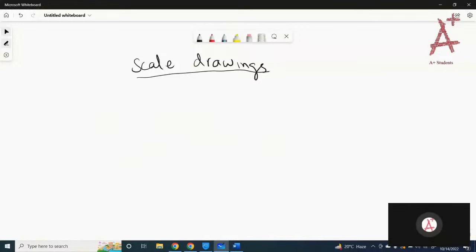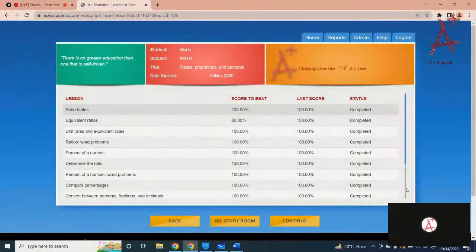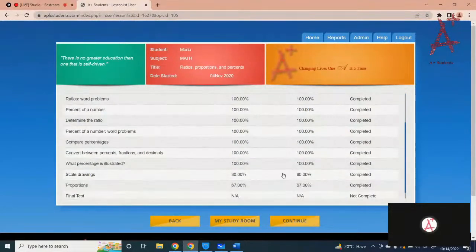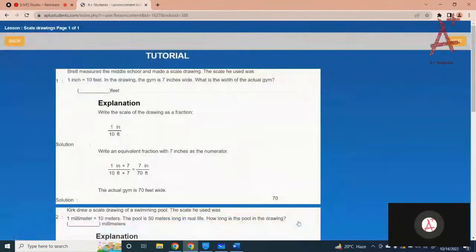So let's start with the next topic, that is scale drawings. Let's start with examples. Basically, when we are drawing pictures on paper, we just use scales. Got it? We don't use the original measurements. We use a scale. So in this question, we need to learn how to scale the shapes. Let's just look at the first question.